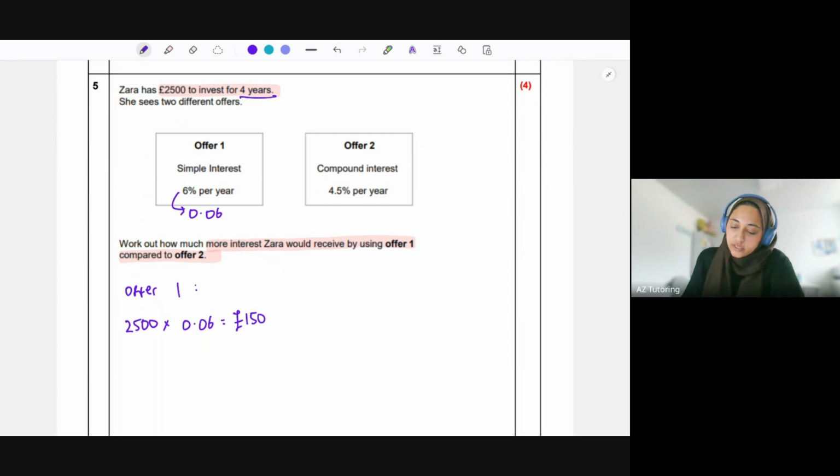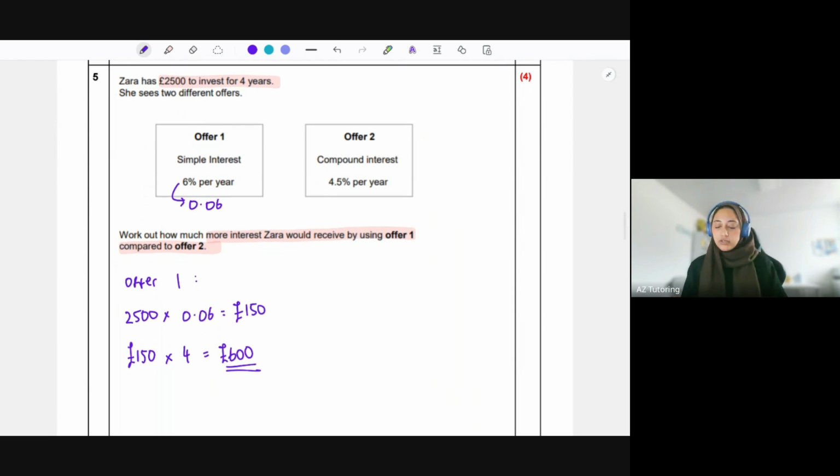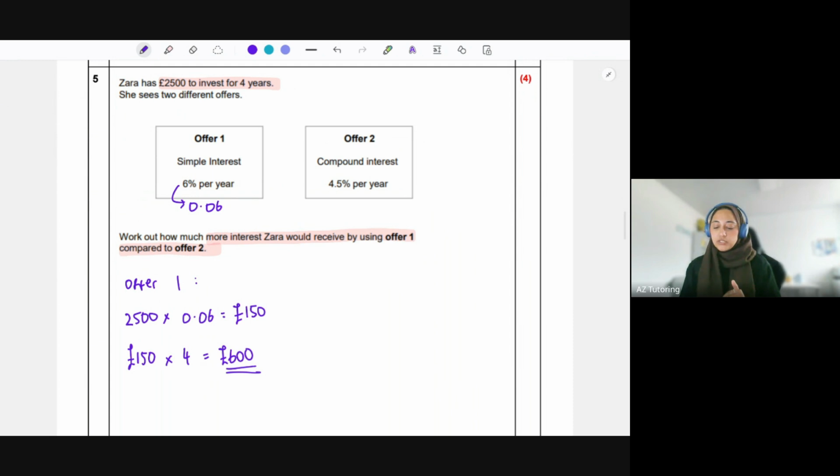But she's got it for 4 years. So I would do the profit, the interest, 150 times 4 years. And in the 4 years, that's £600. So that's how much interest made from offer one. That's not her end balance. Remember, her end balance, you add that to 2,500. So this is the interest. So just make sure you're aware of what you're finding out.